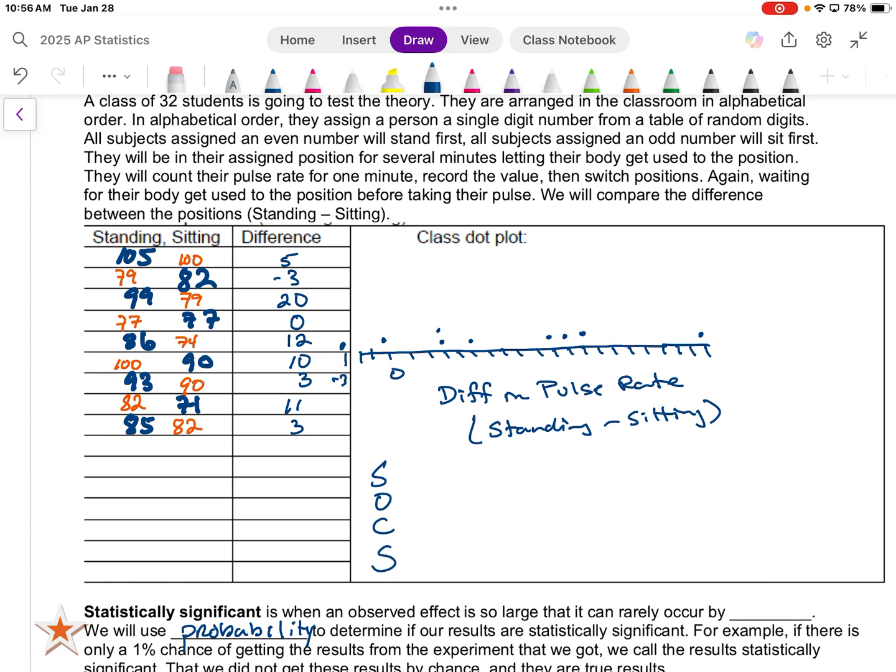Anytime we're asked to analyze or describe what we see in a graph, we should be thinking about the SOCS. I wrote that acronym on the test that I was giving back to you all. What does the spread look, what does the shape look like? That's the first one.